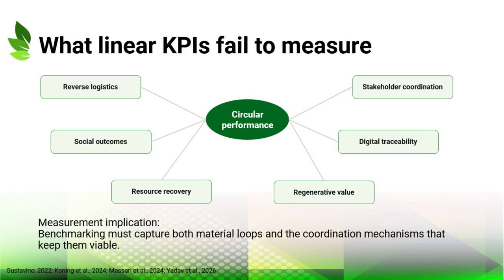The implication is that benchmarking must expand. Managers need measures that show whether material loops are functioning, whether partners are coordinating effectively, and whether circular value is actually being created over time. Without these indicators, circular progress remains difficult to compare or improve.